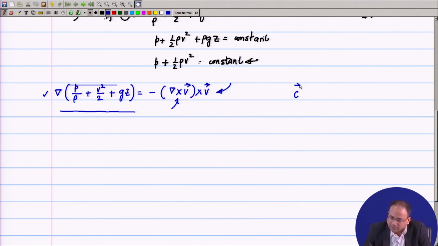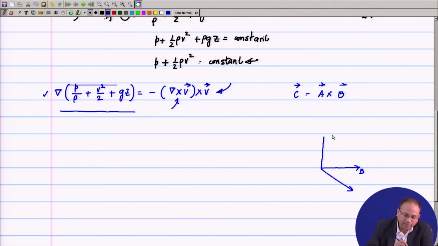So, suppose you are looking at C, which is a cross product of A and B. What this means is, if you draw, or rather let us draw A like this, B like this, then the C vector is something that is perpendicular to both A and B, and the product is given by the magnitudes of A and B into sine of the angle between them.